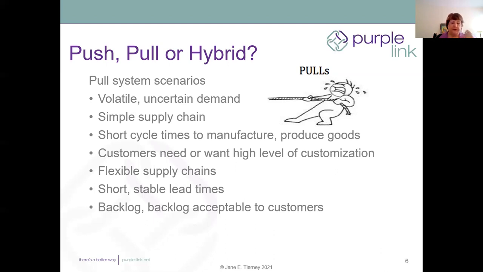You need customization. That has to be something that your customers want and that you're set up to provide to them, because that's one of the reasons for the pull, is you don't make it ahead of time because you want to make it to the customer's demand. You want flexibility in the supply chain, short lead times, because customers don't want to wait a long time when they're ordering something custom, unless it's very high end, like a Ferrari or something, a very expensive car. And you want to have backlog built into your system and make sure that backlog is acceptable to your customers.